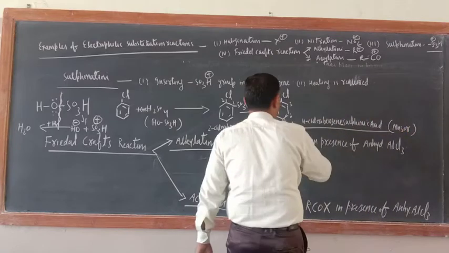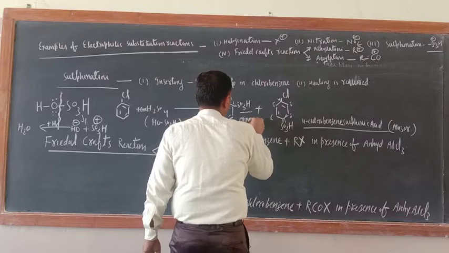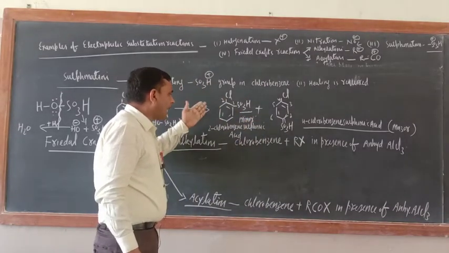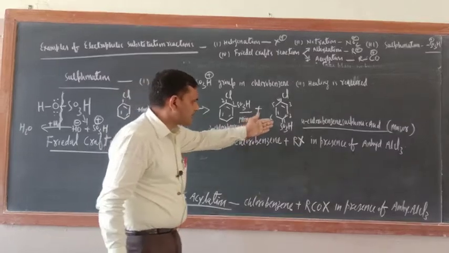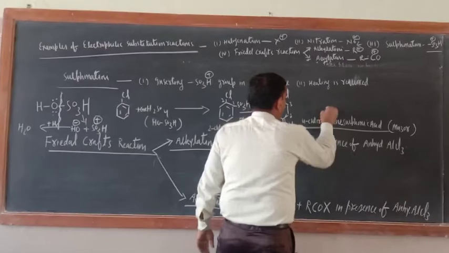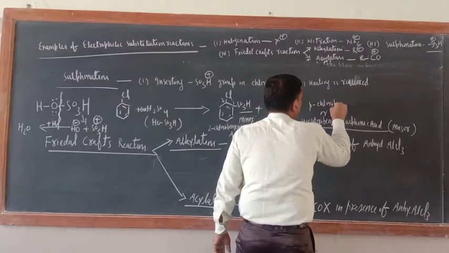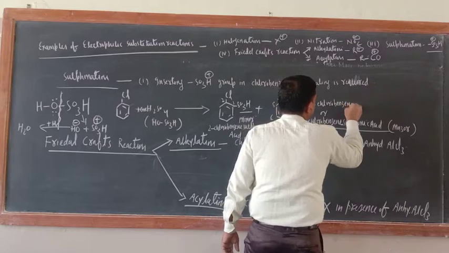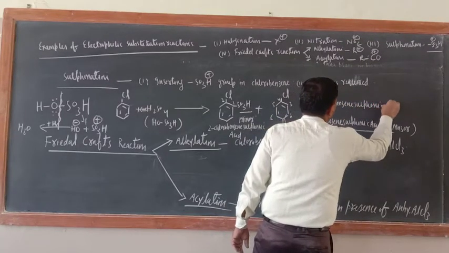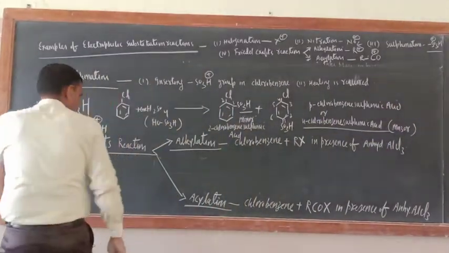This is para. And what about this one? This is the minor product. Its name is orthochlorobenzene sulfonic acid. This is parachlorobenzene sulfonic acid. So now this is also completed.